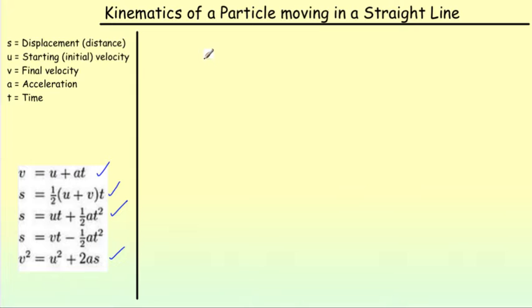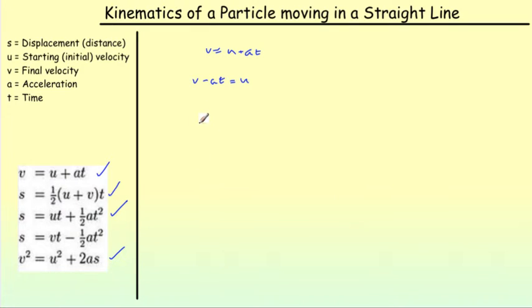So this time we're going to start with v is u plus at, as we know, our first equation. If we just do a bit of rearranging there to make u the subject, by subtracting at from both sides, v minus at is equal to u. Now what we're going to do is substitute this value for u. So instead of u, we've got v minus at. We're going to substitute that into the last equation that we just derived, S is equal to ut plus a half at squared. So we replace the u here with v minus at.